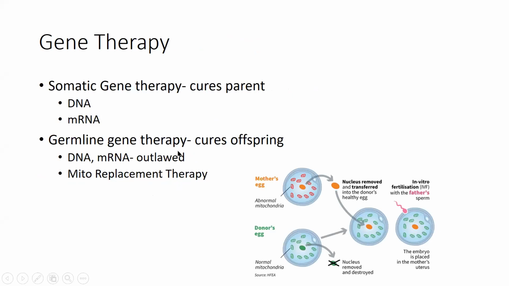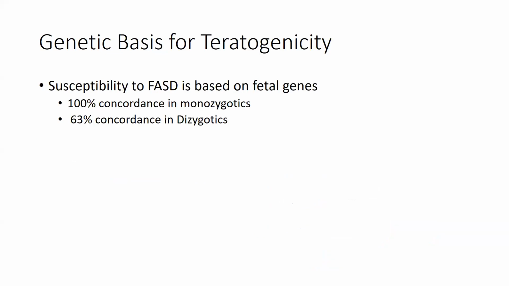If you're doing germline gene therapy, it cures offspring, but not the baby. Mitochondrial replacement therapy, as you're very well aware, is in the market, but you can't do germline gene therapy for nuclear DNA. So you can't say, okay, both mom and dad have a genetic disorder on their nuclear material, I would like to have germline gene therapy. That is the long and short of it.